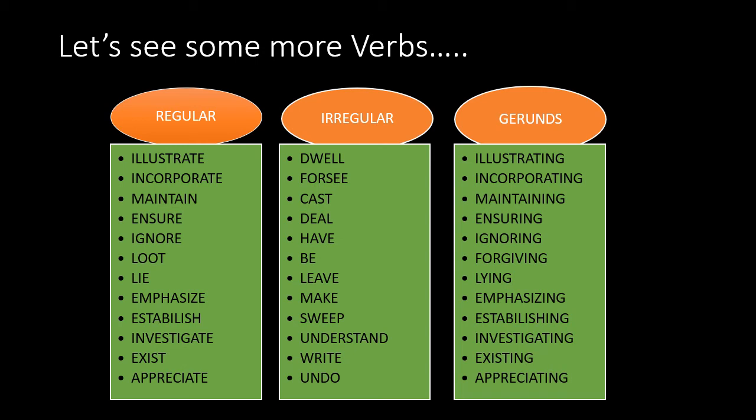Likewise, we have irregular verbs. So irregular verbs: dwell, foresee, cast, deal, have, be, leave, make, sweep, understand, write, and undo. I have an exercise here for everyone. I told you the regular form. Now it's your duty, it's your job to find the past tense of the irregular verb, right?